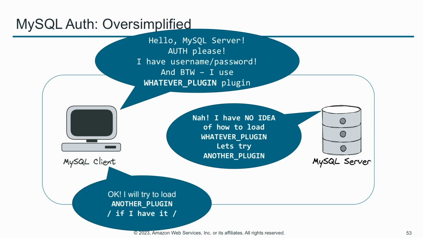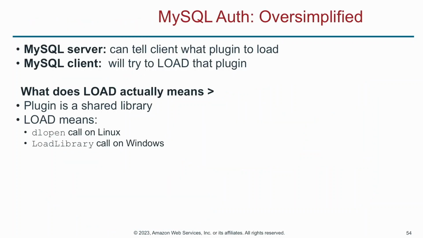So what will happen there, MySQL client will comply and say, okay, I'll try this another plugin, if I have it. So what does that really mean? This is protocol level. MySQL server can actually tell MySQL client what to do. It can tell it, load this plugin from disk. And what does load actually mean? The plugin is a shared library. MySQL client will be able to perform the loading of the shared library.